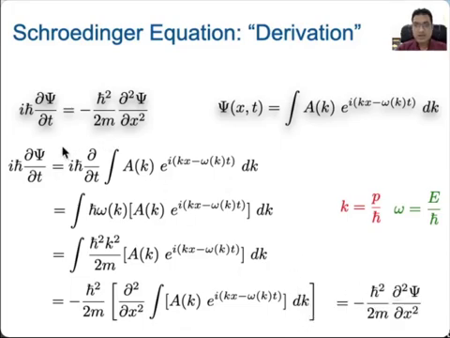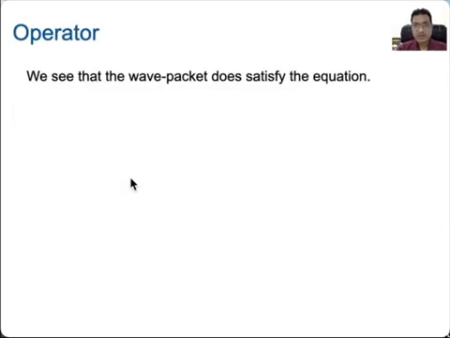So again we have shown that for this particular form of the state of a particle, or wave function, this equation is satisfied. Okay, so that's what we have seen. Now we see that the wave packet does satisfy this equation, which we call the Schrodinger equation.